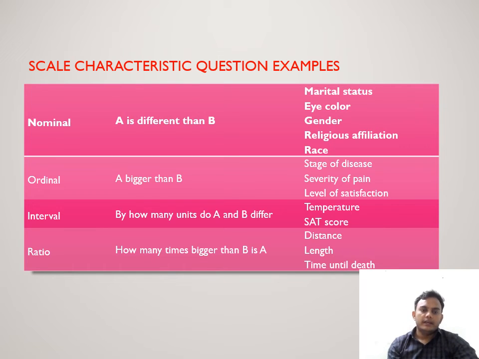For interval scale, the comparison is made like by how many units do A and B differ. And the examples are temperature or ACT score. For the ratio scale, the comparison is made like how many times bigger than B is A, and examples are distance, length, or time until task.